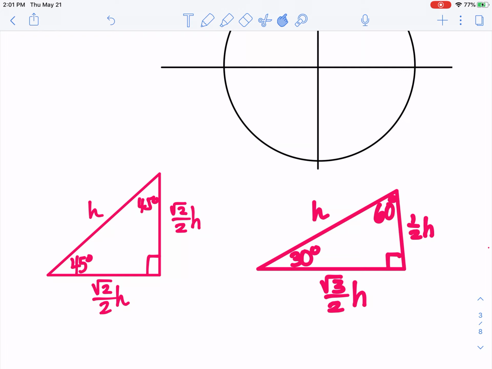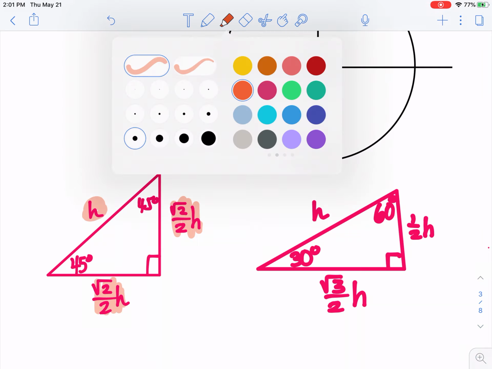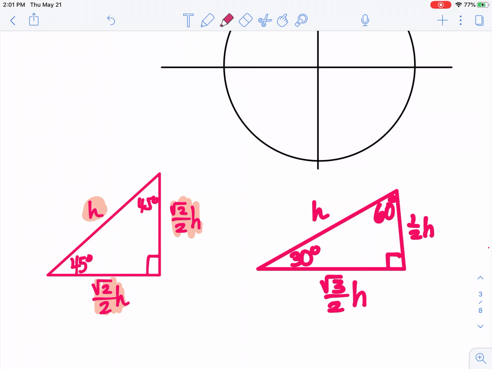And there are some relationships that you developed in the past where, if you knew the hypotenuse, say here, you actually knew on the 45-45-90 that whatever that hypotenuse is, the two legs were root 2 over 2 times the hypotenuse. Okay. Similarly, over here in the 30-60-90, if you knew the hypotenuse, the one opposite 30 would be half of the hypotenuse, and the one opposite 60 would be root 3 over 2 times the hypotenuse.